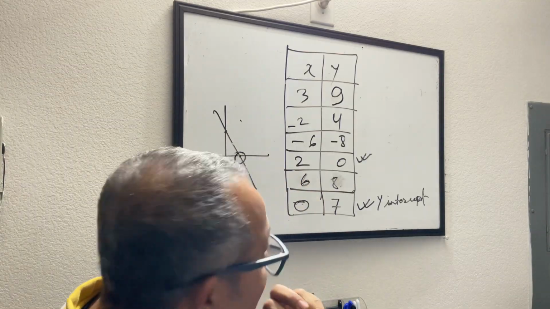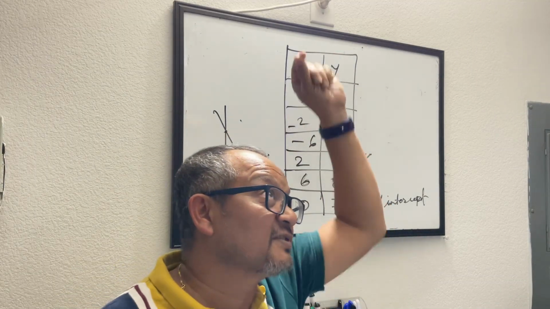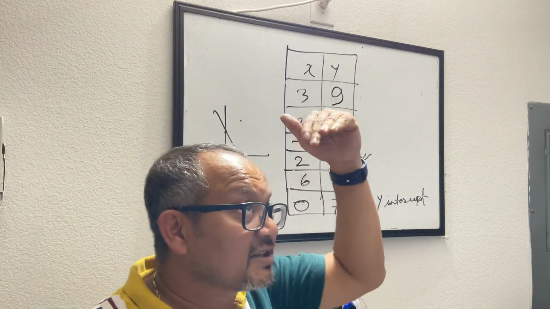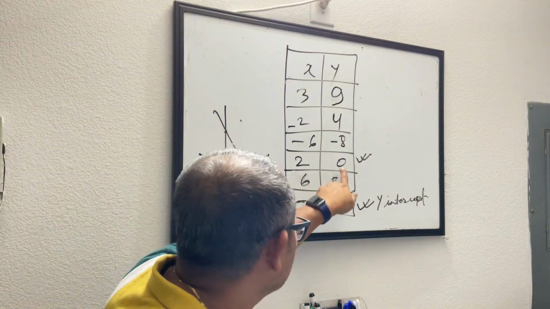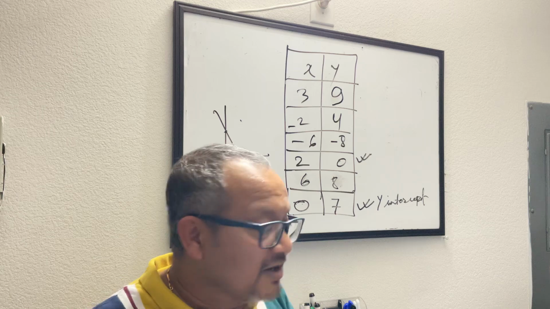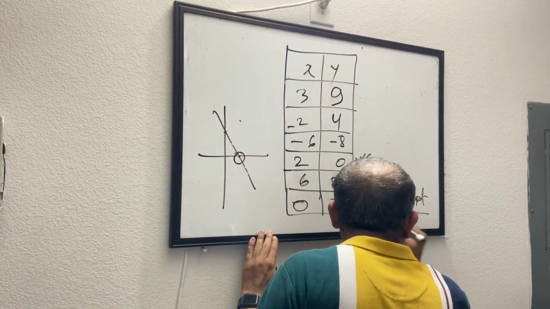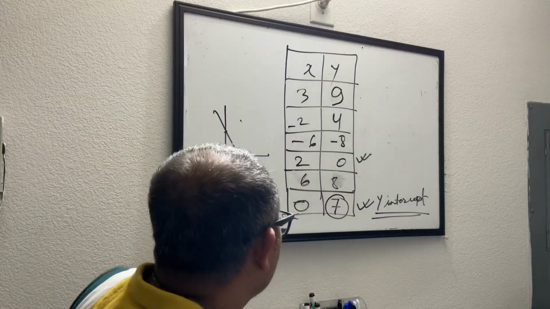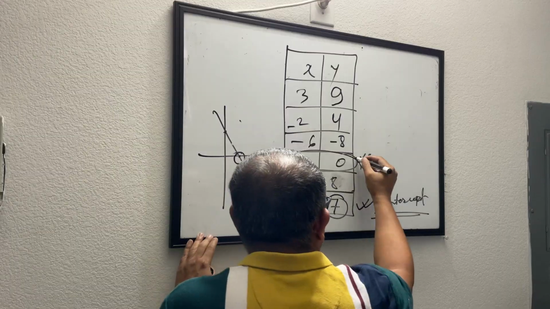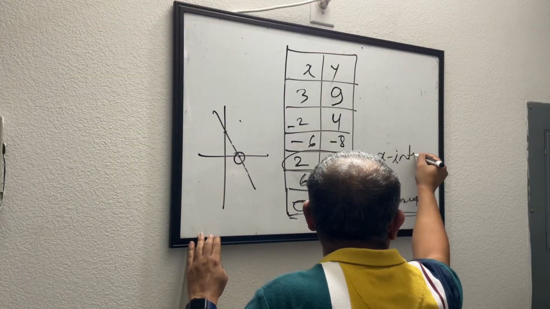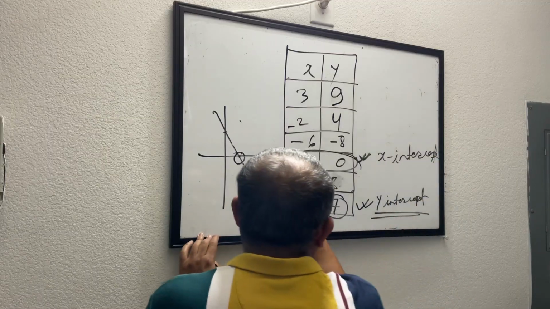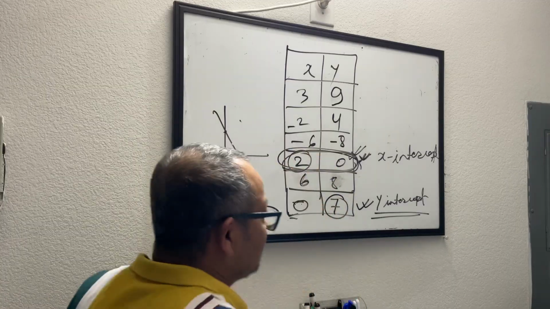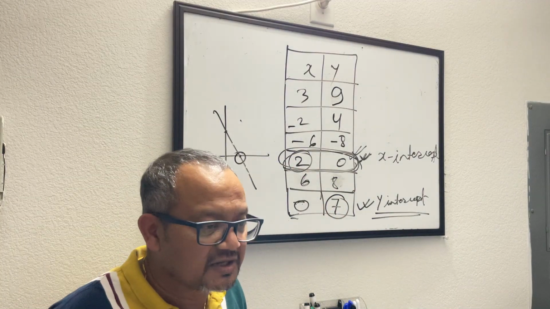Y-intercept means where it is touching the y-axis, meaning x value has to be 0. This one has x equal to 0, so yeah, this is my y-intercept. X-intercept means where it is touching the x-axis, meaning y value has to be 0, yes. Or the other way you can say it: for y-intercept, pick the point where x is 0, and whatever is the value of y, that is your y-intercept. If you are trying to find the x-intercept, pick the point or combination of points where y is 0, and whatever is the value of x, that is your x-intercept. Whichever way you think about it, that's okay.